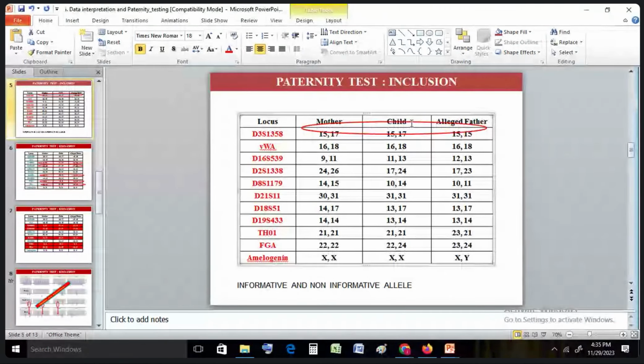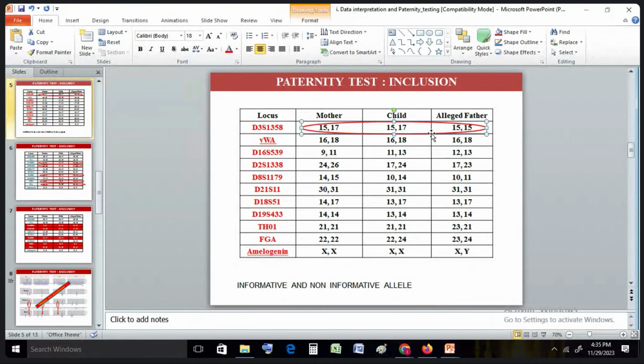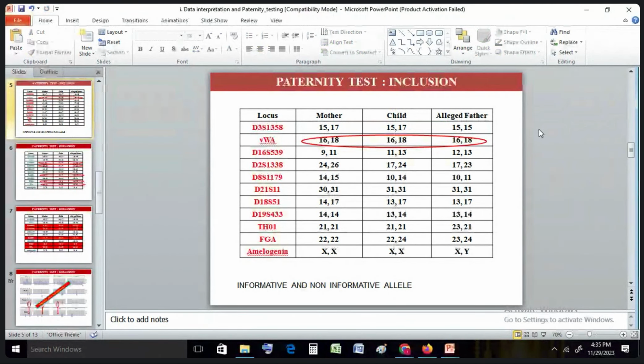For example, this one. Look at this. 16, 18, 16, 18, 16, 18. All 16, 18. Now again think that the 16 in the child is coming from the mother, the biological parent. If you think 16 is coming from the biological mother, 18 must come from the alleged person. So it is a match.